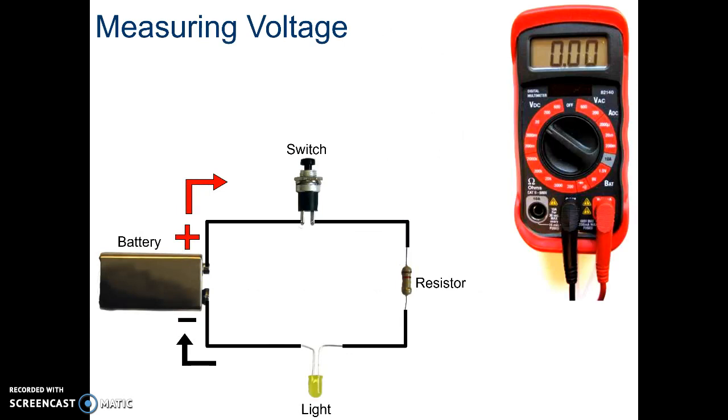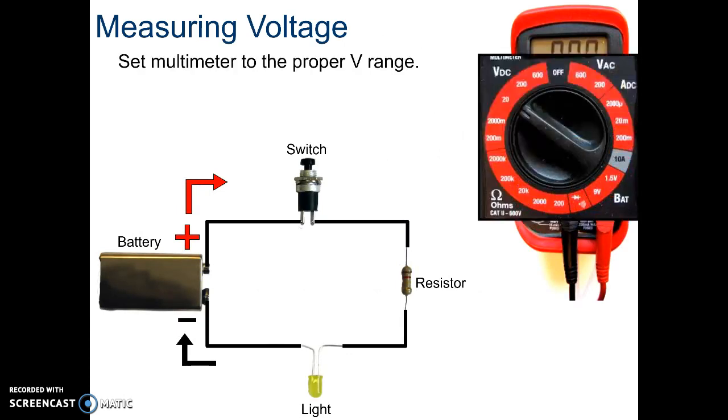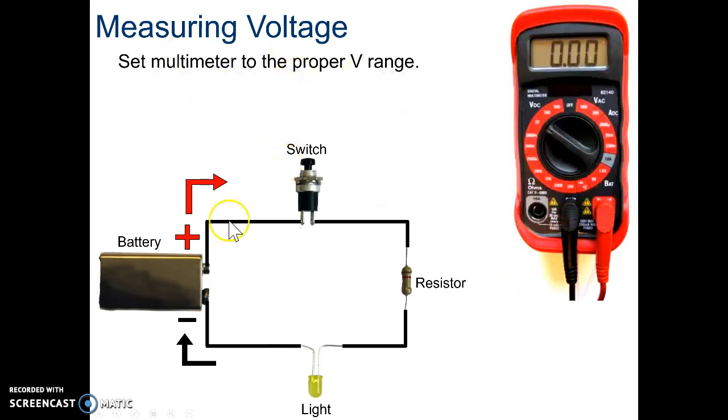Now let's talk about measuring voltage. We need to set the multimeter. This machine over here is called a multimeter. You'll be using one in class probably right after spring break if you're in my class right now. We're going to make some simple circuits on breadboards using Arduinos and then power supplies. So you're going to have a battery, a switch, a resistor, which will slow down some of the current, and a light, probably an LED.